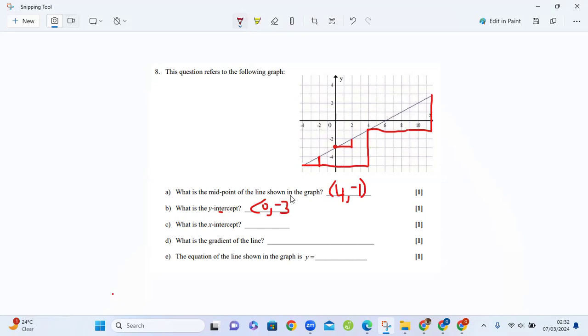What is the x-intercept? That's where the line touches the x-axis. It touches the x-axis right here. x is 6 and y is 0 on the x-axis. So this point is (6, 0). So the x-intercept is (6, 0).